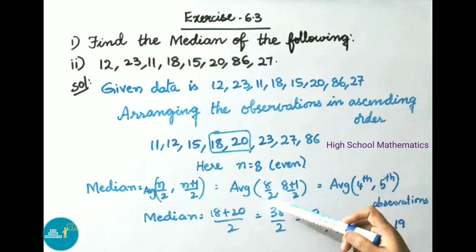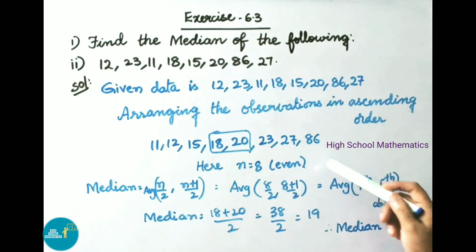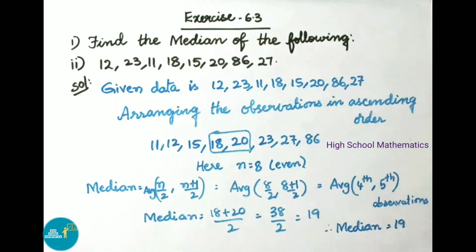So write down 8 by 2 comma 8 plus 1 by 2. 8 by 2 means fourth observation. 8 plus 1 means 9. So 9 by 2 means 4.5. So we consider 4.5 as next observation, that is fifth observation. So we have to find now average of fourth and fifth observations.